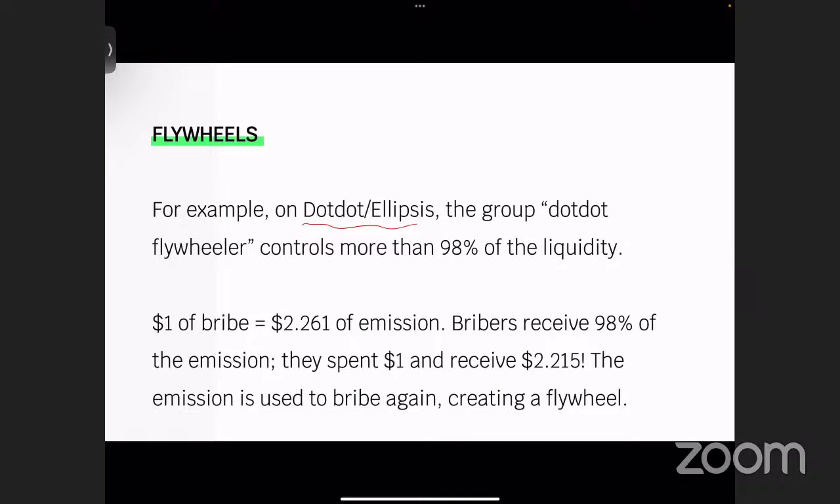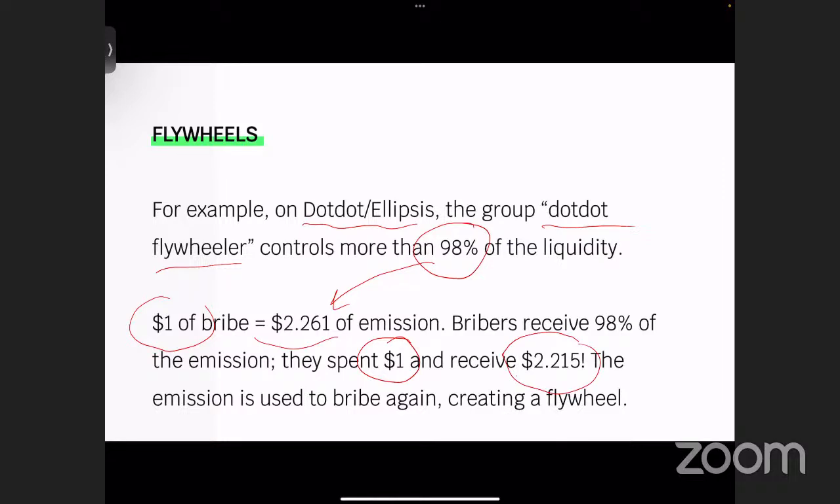And all the yield was actually going to other liquidity providers. So we started an initiative in the Jarvis Discord. We called it the flywheeler group. What I asked the participants is to bribe with me. At the beginning we were 3, then we were 5, now we are 10, and we are growing. We deposit bribes every week, almost at the same time. Right now, our group controls 98% of the liquidity, which means that last week, $1 of bribe controlled $2.2 of emission. So our group received 98% of that, which means that for each $1 spent, we received $2.2.